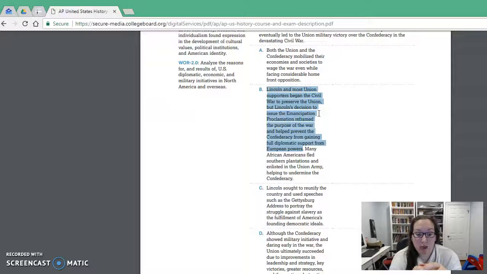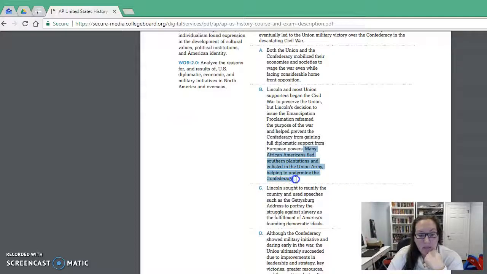So the Emancipation Proclamation is, more than anything, a diplomatic measure to try and defeat the South than it is really about freeing any slaves. It's a moral cause for the North. It's a rallying cry for Northern abolitionists to support the war, but it's also very much a diplomatic measure.